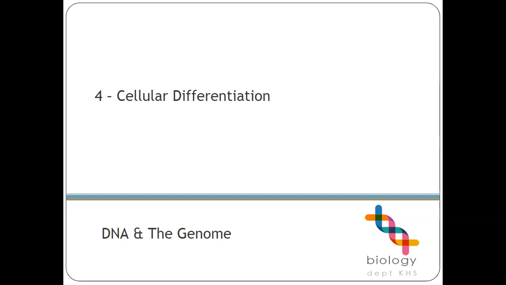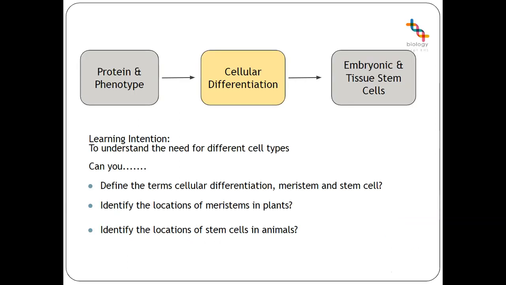This one is looking at cellular differentiation and is the fourth key area in your first unit, DNA and the genome. Before now we were looking at proteins and phenotypes, so how one protein can help change the phenotype of an individual organism. What we're going to be doing now is moving on to cellular differentiation, looking at how cells are different, before we move on to look at embryonic and tissue stem cells.